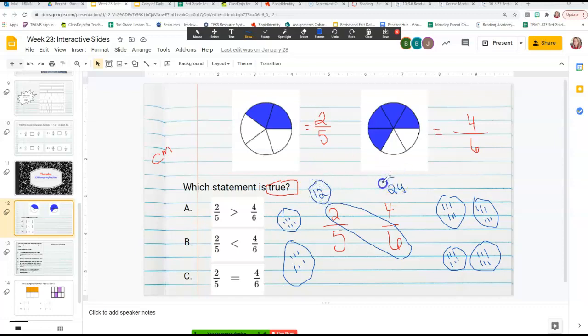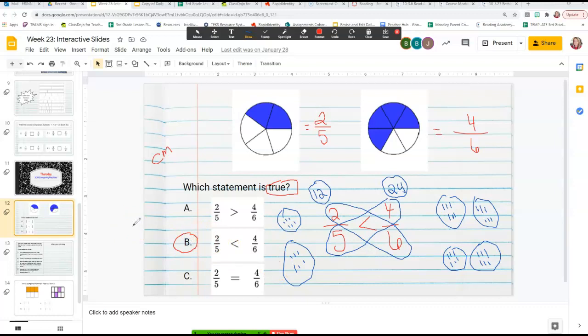Now those aren't equal, right? But which number is greater, 12 or 24? I know the number 24 is greater, so that means 4/6 is greater because it's on the same side. 12 goes with 2/5. I'm going to circle this. Okay? So I know if 24 is greater, my crocodile mouth is going to open towards the 24. So that means 2/5 is less than 4/6, which is B.